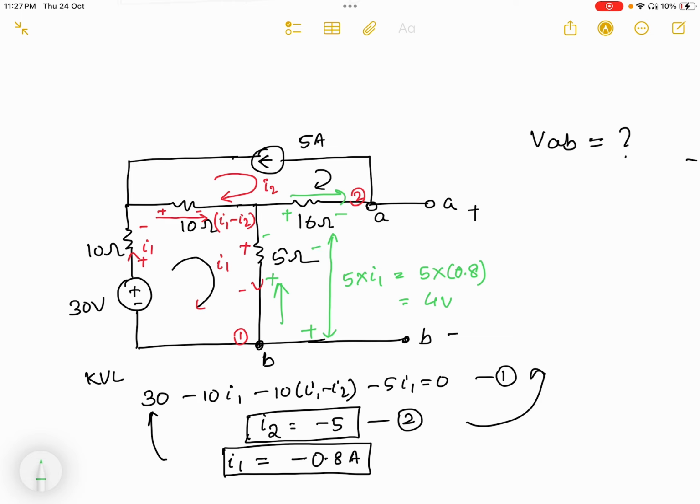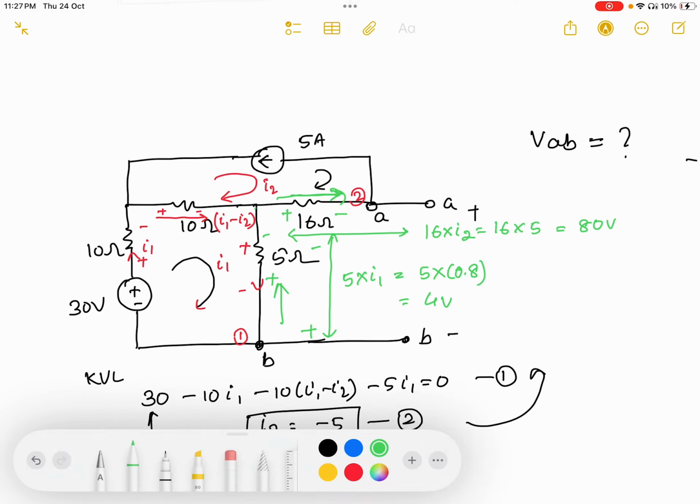Similarly, I2 is flowing from the left to right here. From the left to right, you can see the arrow mark, and here current is actually 5 ampere. So the drop here, I can find out, the drop here equal to 16 resistance into the current, 16 into I2, or I can write down 16 into 5, this will be 80. Okay, so I will get this is the 80 volt.